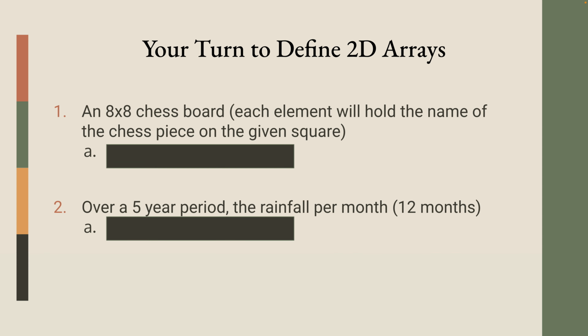Okay, so in your groups again, your turn to define 2D arrays. You're going to be defining 2 arrays. The first is an 8x8 chessboard, and we're going to say every element is going to have the name of the chess piece on it, or it might just be an empty value if there's no piece on it. And then the second one is over a 5-year period, how much rainfall is there per month? And there's 12 months in a year, so that can help decide how many columns there will be. Cool, so I'll give groups a couple minutes to work on that. Remember to include the data type and the name.